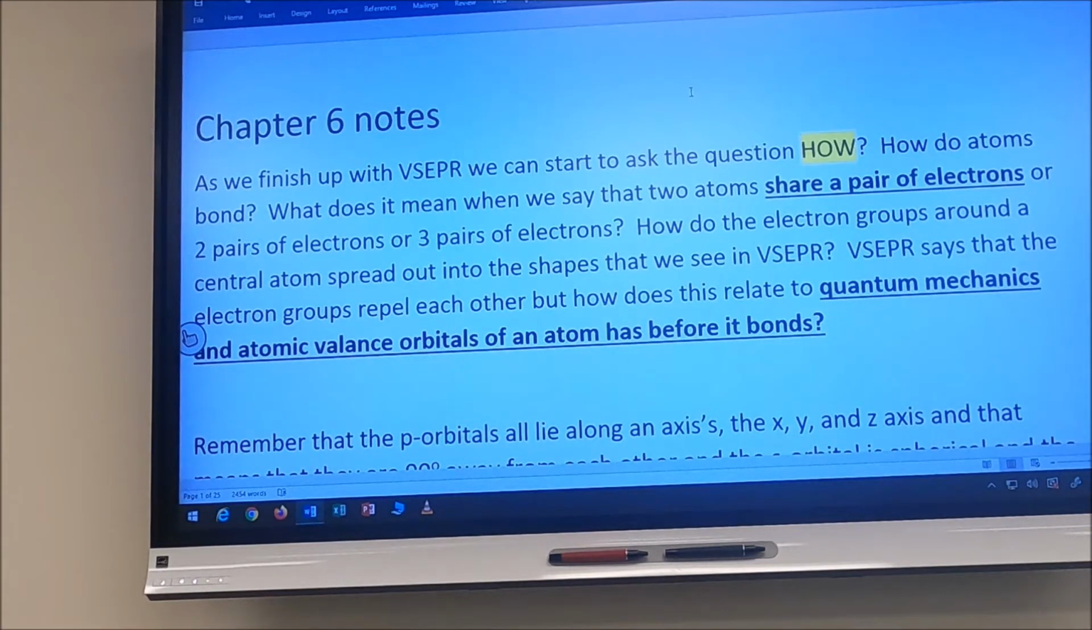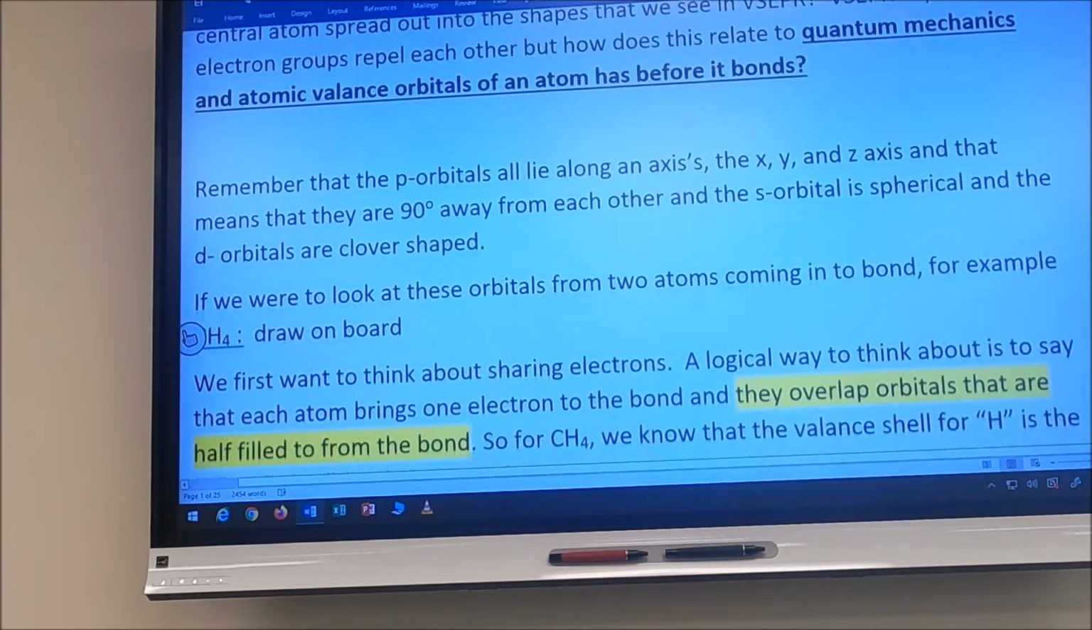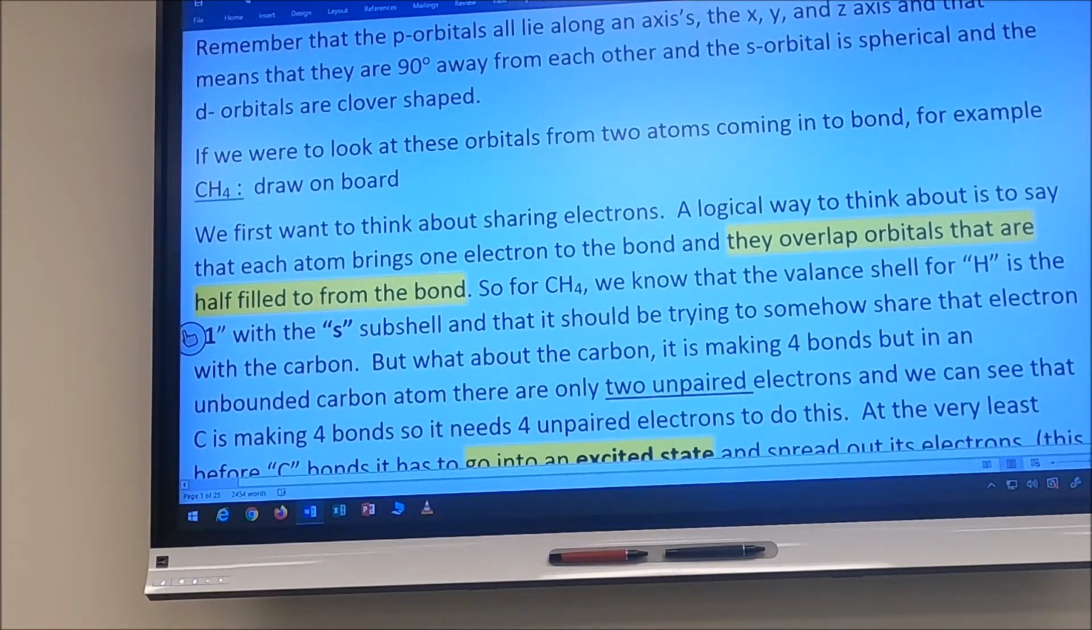So we need an explanation of how. How do electron groups around the central atom spread themselves out the way they spread out? And how can we make this work with quantum mechanics and the atomic valence orbitals of the atoms before they bond? Now, thinking about this, we need to remind ourselves about the shapes and the 3D positions of atomic orbitals relative to each other.